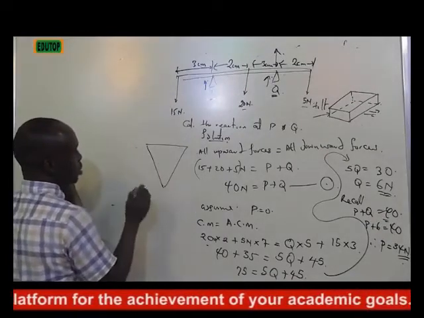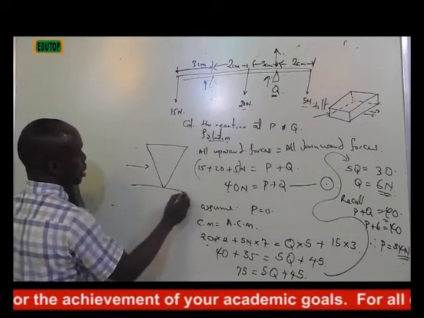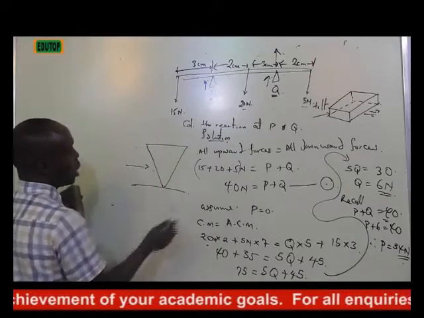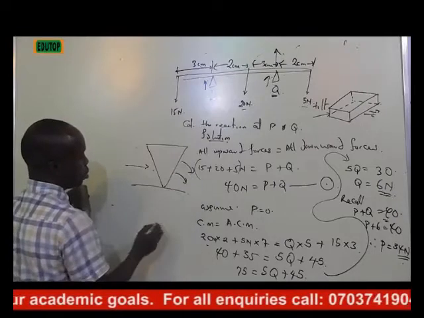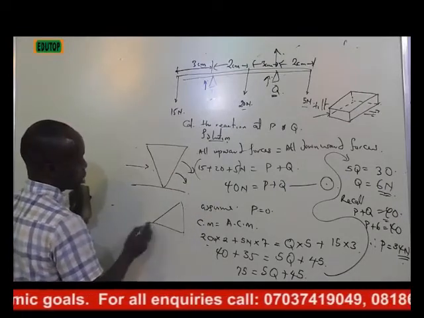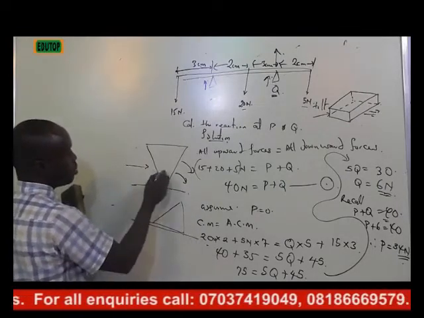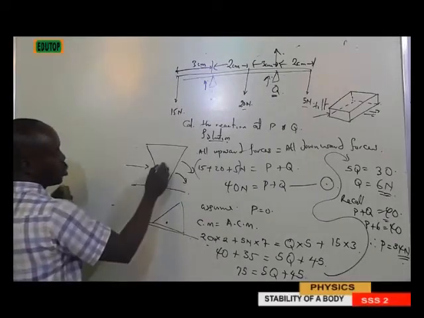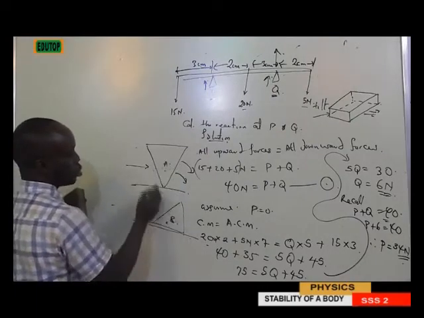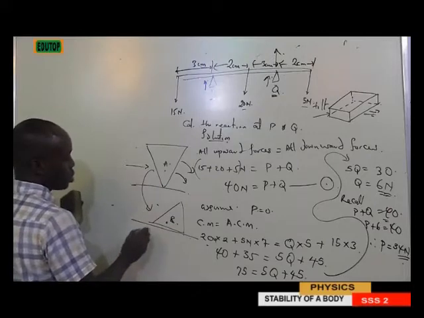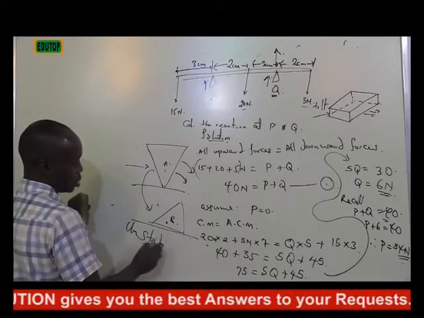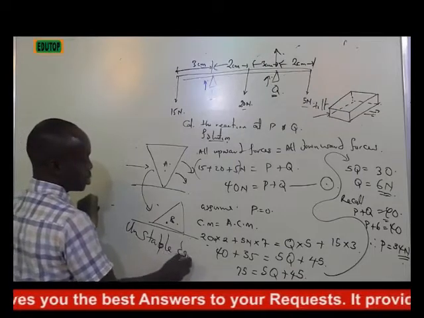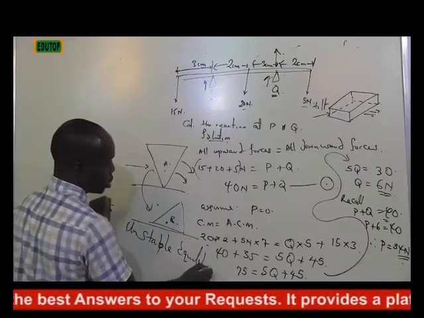Let's look at this particular object now. If I tilt it, let's say it's standing towards this direction, it now rolls over, it now turns to something like this. You realize that the position has changed. This is position A and this is position B. So this particular body is said to be what? To be an unstable, you understand? It's in a state of unstable equilibrium.